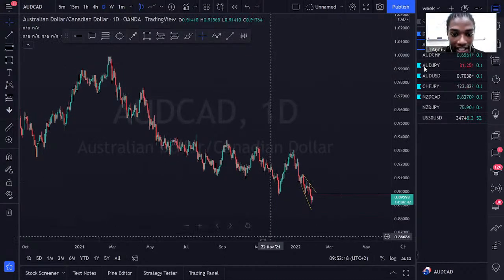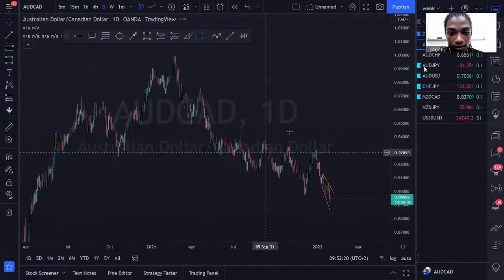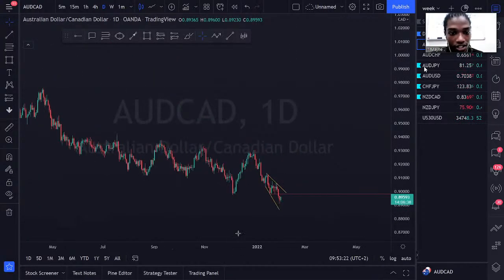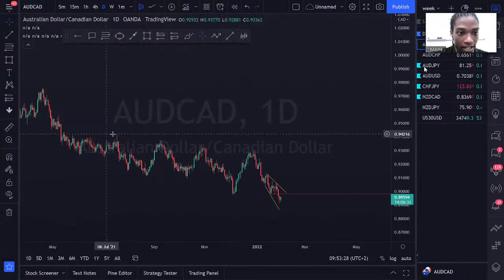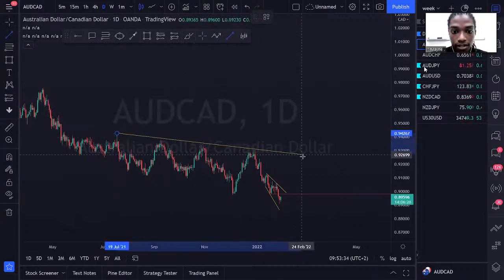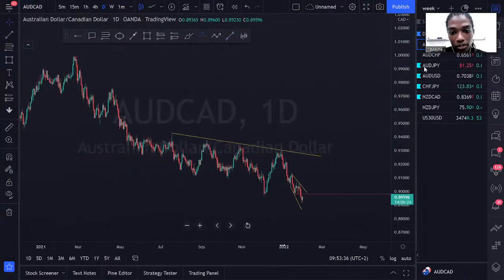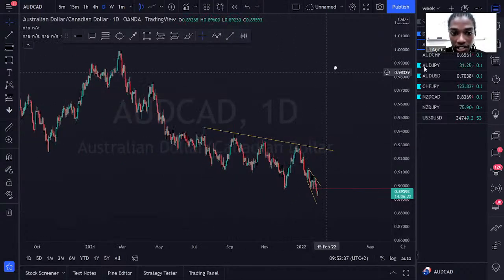So Aussie CAD, guys, basically we've got this larger time frame expanding structure over here. So we're on a daily chart on Aussie CAD, and what we can see is this descending expanding structure from a daily perspective. So let's just mark that out. We're just paying attention to nature's theory on a daily.